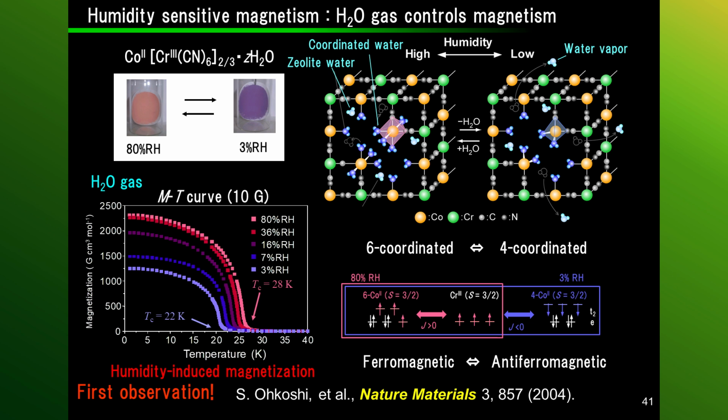This figure may be a little difficult to see. The vertical axis represents magnetization, and the horizontal axis represents temperature. The magnetic phase transition temperature changes like this, an example of how it can be reversibly changed. This is the first example of a humidity-induced magnet, and we have been advancing further studies on it.